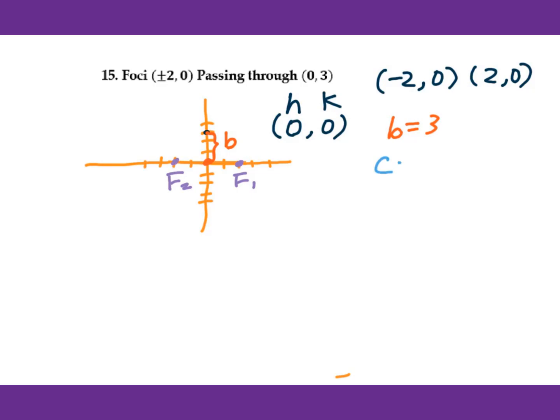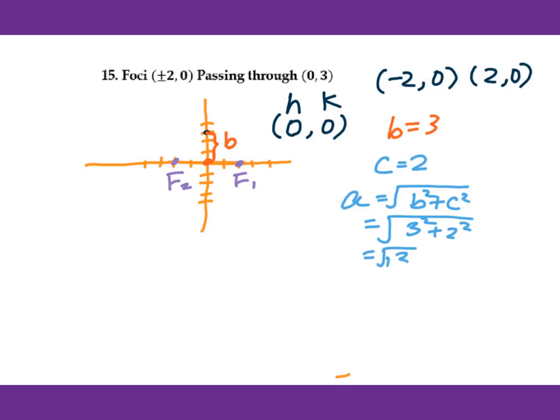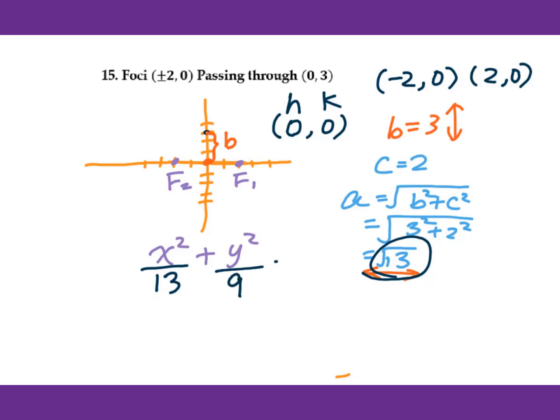We know c equals 2. a equals the square root of b squared plus c squared. So we got 3 squared plus 2 squared equals the square root of 13. It will move horizontally. This one is vertically. Since we know h, k is (0, 0), therefore x squared plus y squared. Then below x squared, that's a squared, will be 13. Below y squared, that will be 9, equals 1.